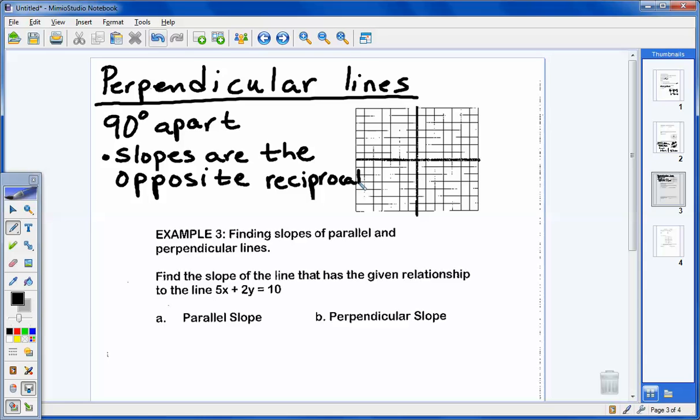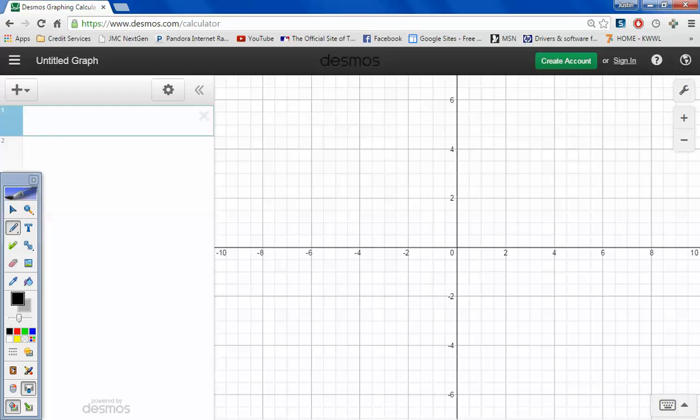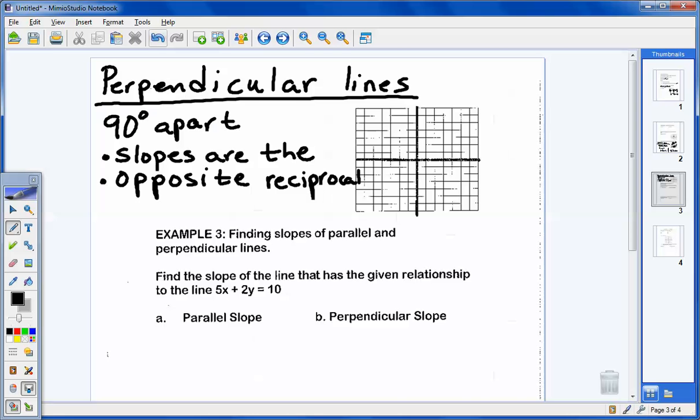It's called the opposite reciprocal. Oh, I wasn't paying attention. Opposite reciprocal. I'm going to prove this to you real quickly. I want you to do this. Go into decimals real quickly, okay? I should back up. Did you guys have that down? No. Let me know when you've got that down. Slopes are the what? Opposite reciprocal.